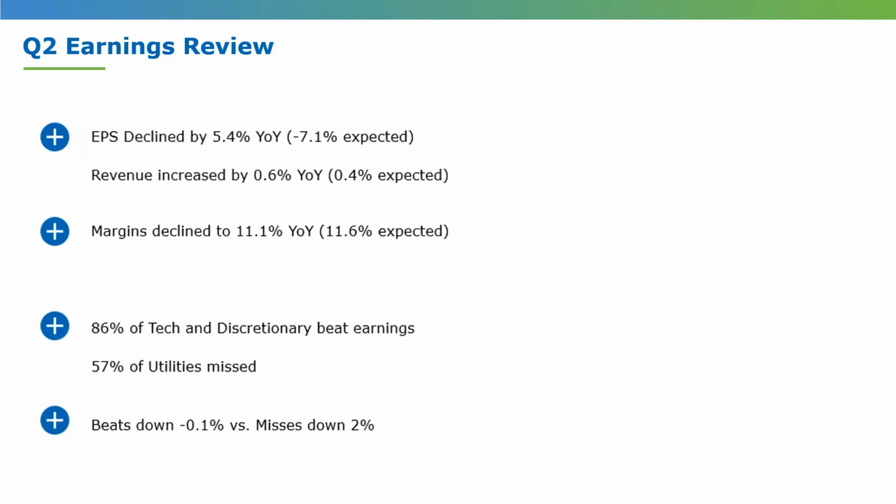A couple of other facts that we saw: 86% of technology and discretionary companies beat earnings in the S&P 500. So that's a pretty significant number. And 57% of utility companies missed earnings. Also, beats were down 0.1% and misses were down by 2%.